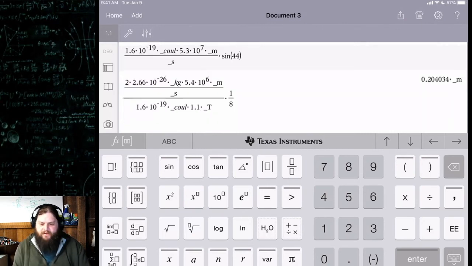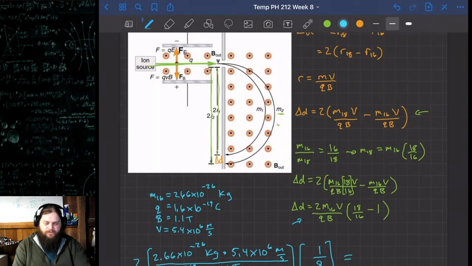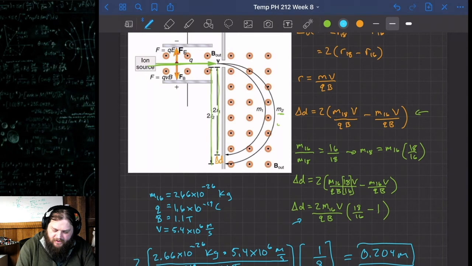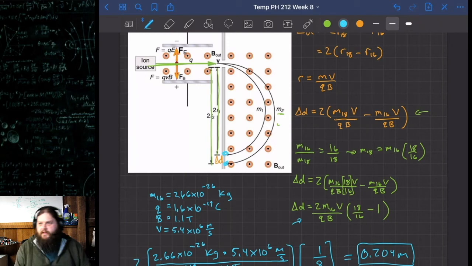And we got about 0.204 meters. So about a fifth of a meter, 0.204 meters. That's going to be the distance between those two isotopes when they hit the target areas there and there. So this is a pretty good way, using this mass spectrometer, to separate different isotopes, different charged particles of different masses, because based on the mass, even a slight difference in the mass, you get a pretty good separation there.